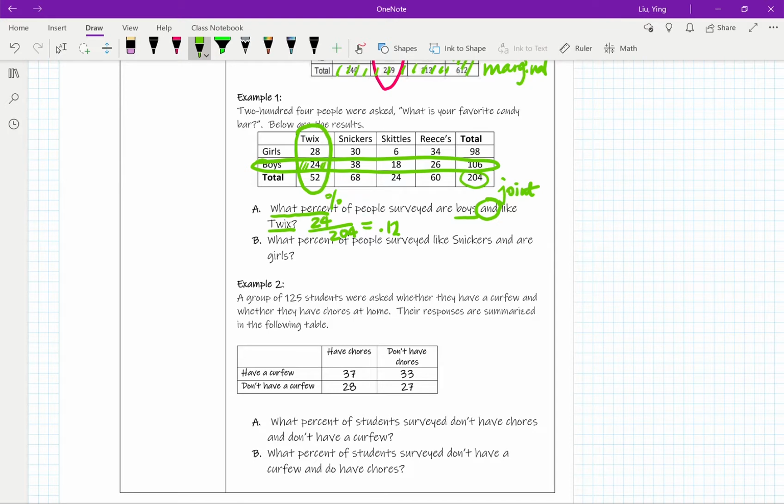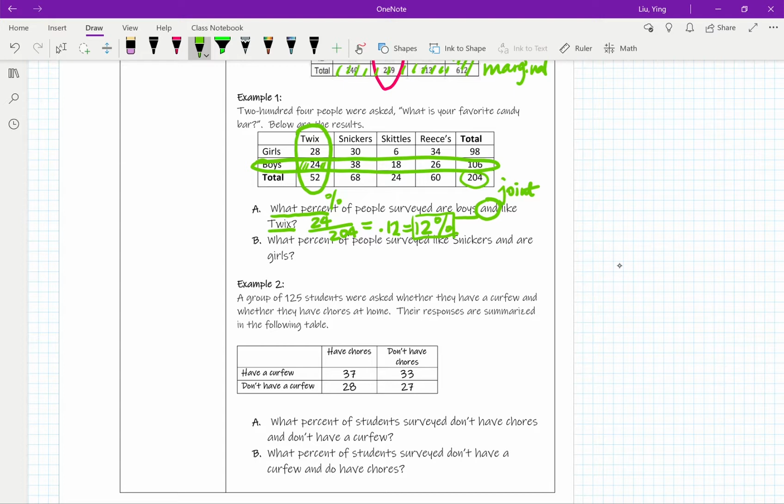Okay, so now how do we change a decimal to a percent? You can put 0.12 in your calculator, 0.12 times 100. That's going to give you 12, right? So 12%, that's the answer. That's how you would convert a decimal to a percent. Okay, so now let's look at part B.